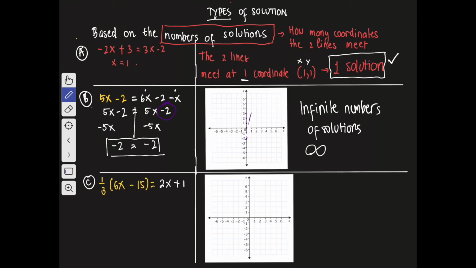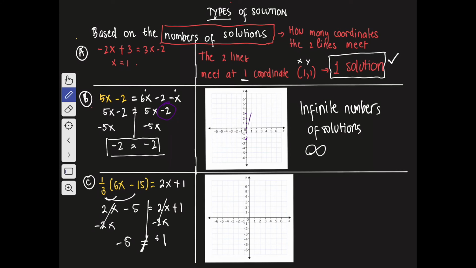Example C, let's try to solve this. 1/3 times 6x, we have to do the distributive property, that equals 2x, and then 1/3 times negative 15 is going to be negative 5, equals the right side 2x plus 1. If we eliminate one of the variable terms, let's say the left, it's going to be minus 2x on both sides. What's left is just two numbers, negative 5 and positive 1. They are not the same number. So I'm just going to put negative 5 does not equal positive 1. The variables disappear.